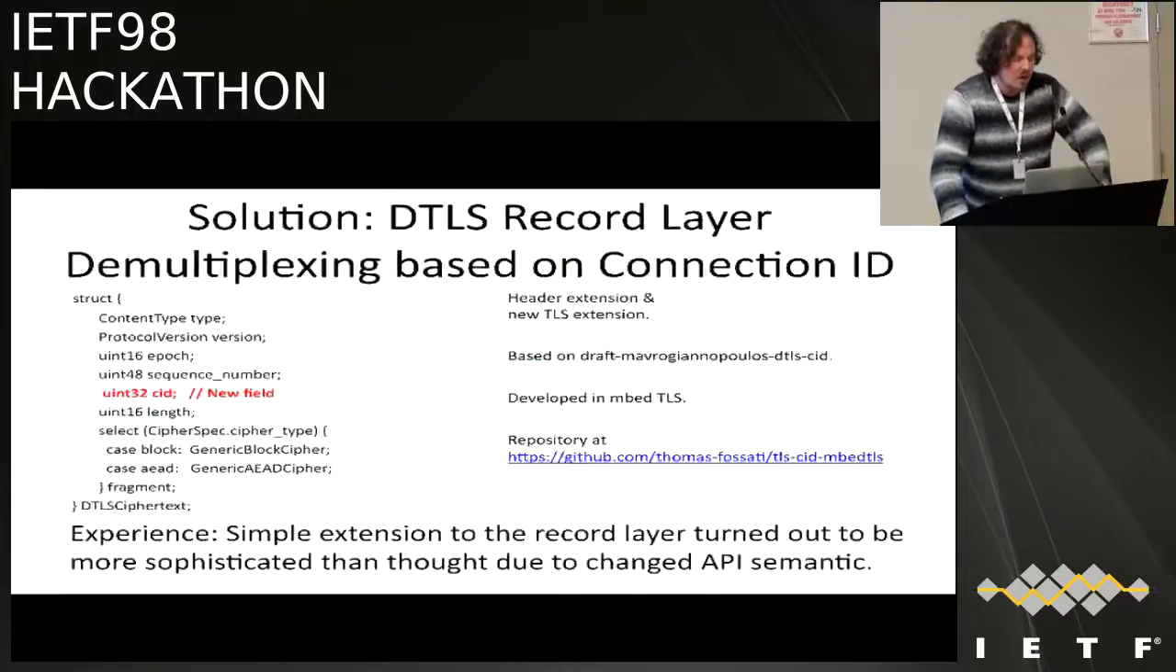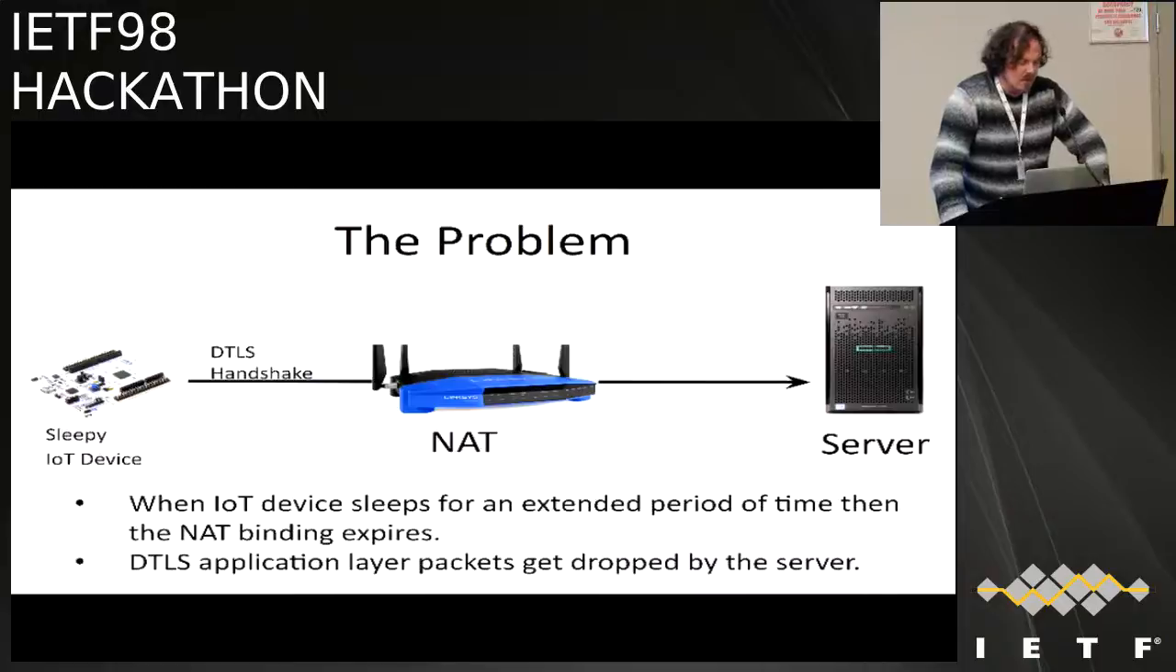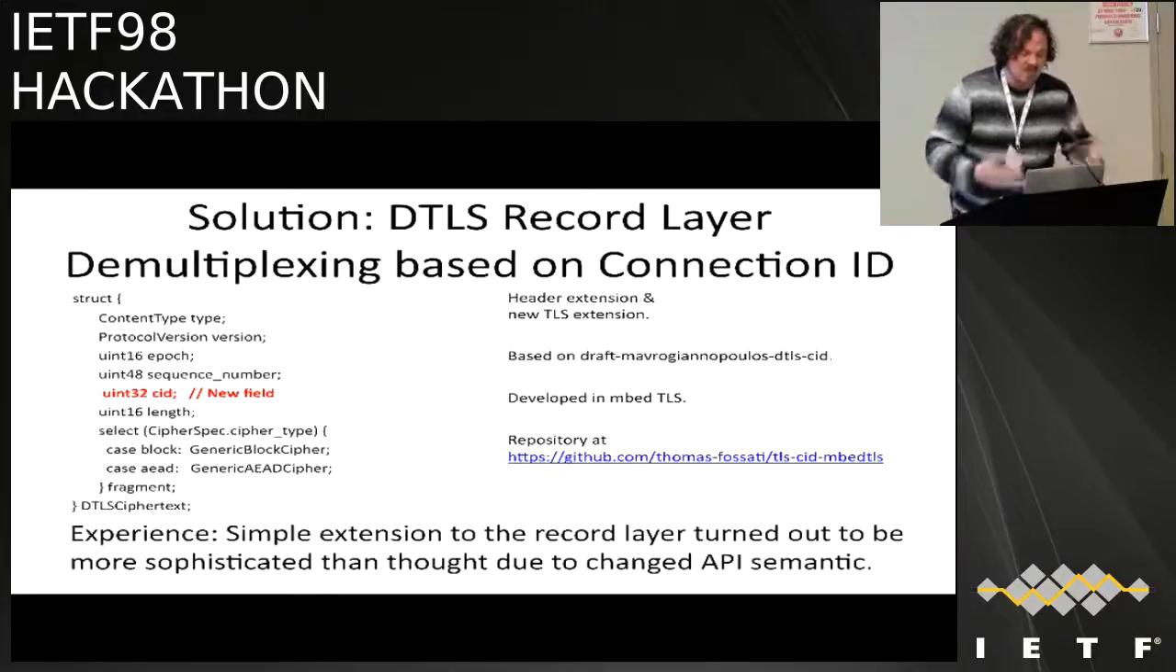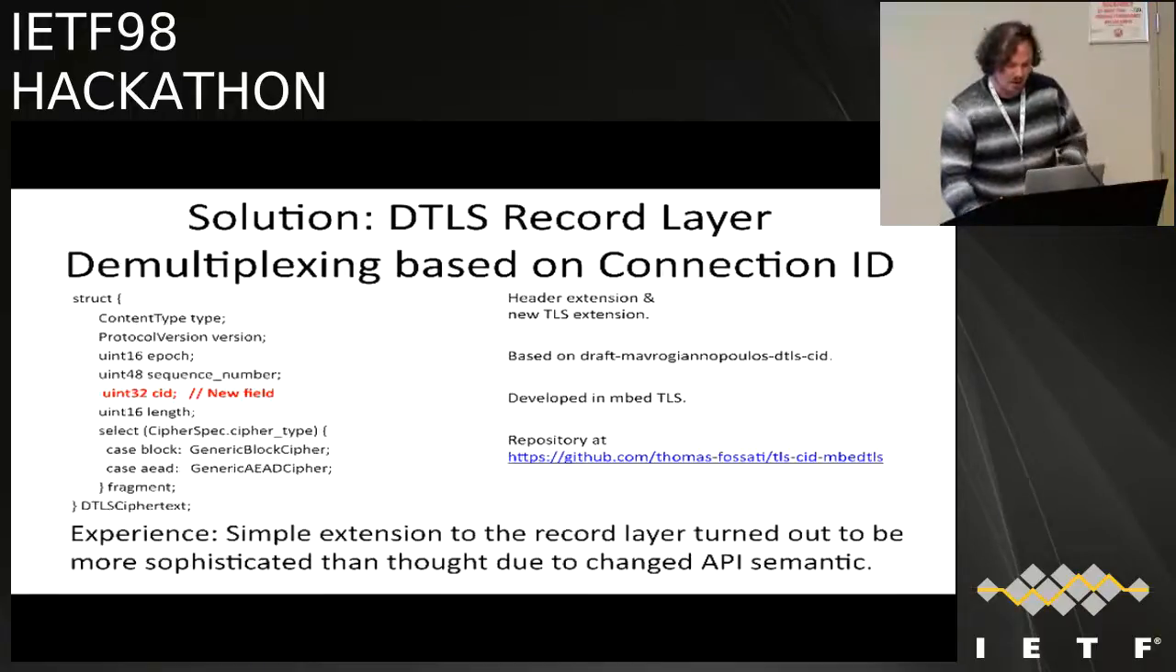So the proposal here that they implemented was to add a new record ID, a connection ID field. And this actually turned out to be slightly more difficult than was originally expected. But by the end of the second day, this was mostly implemented. So DTLS, there's demultiplexing now inside the protocol with this draft right here.